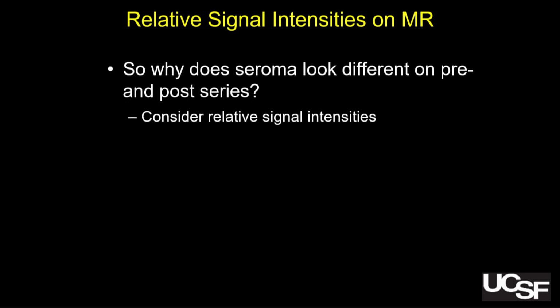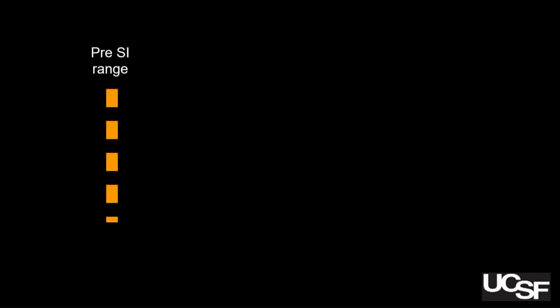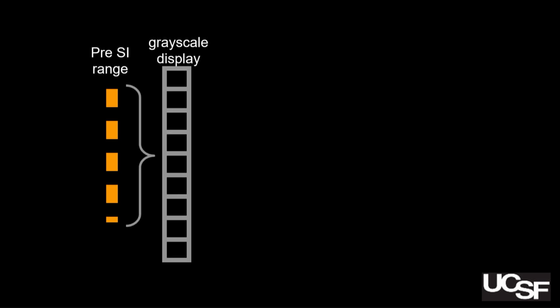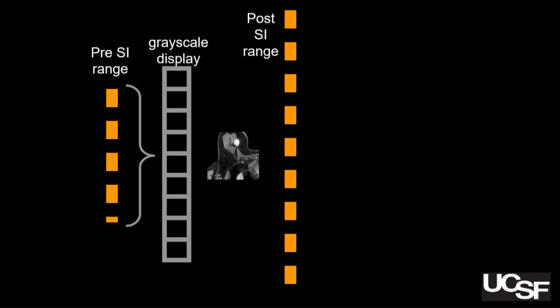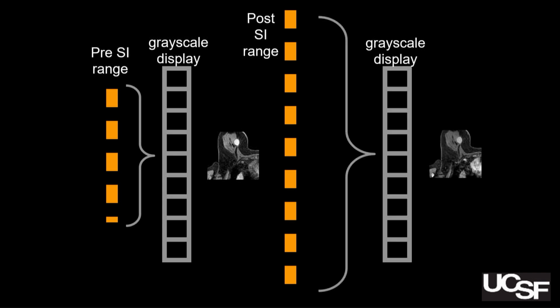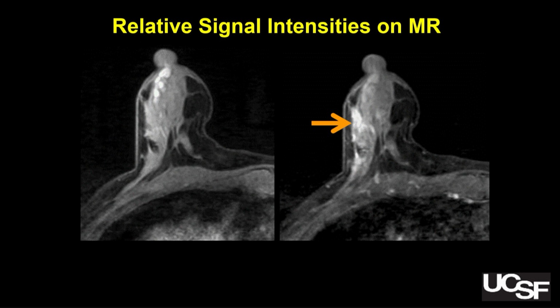So I'll just show this in a visual. Let me show this diagram. Say on the pre-contrast, this is the range of intensities there, because there's no GAD on board. That gets mapped to your grayscale display. Okay, you have 256 colors, say. Well, there's your pre. Now, after you give GAD, the signal intensity range is huge because of gadolinium. So there's your grayscale display. And again, relative signal intensities on MR, pre, things are often brighter. Post, it looks darker. Don't stress about that. It's just the relative signal intensities. Okay? So that's just a little MR physics.